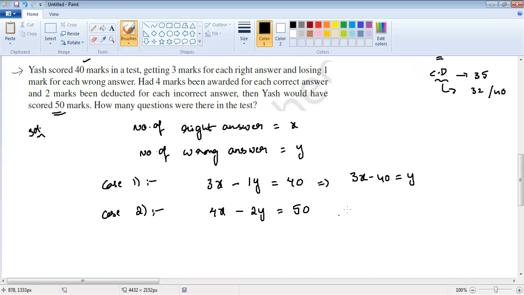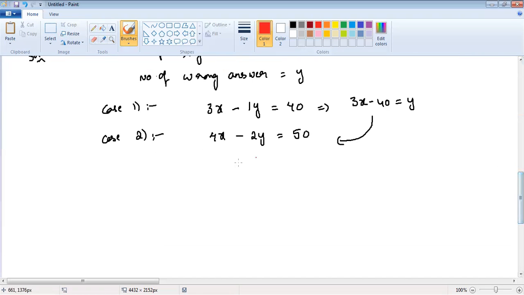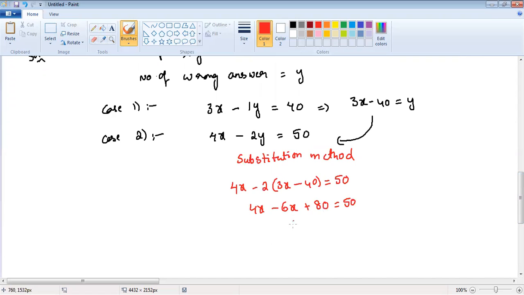Then I'm going to substitute. So which method am I following now? Substitution method, because in the previous problem we did the elimination method. Then 4x minus 2 into (3x minus 40) is equal to 50. Then 4x minus 6x plus 80 is equal to 50. Then minus 2x plus 30 is equal to 0. Then 2x equal to 30. Then x equal to 15.